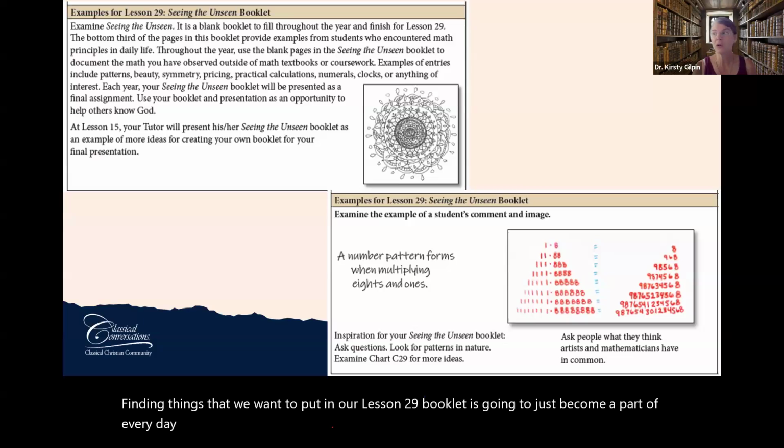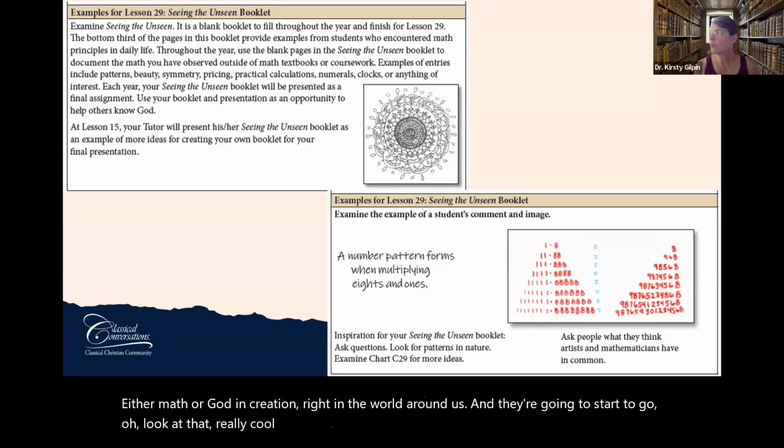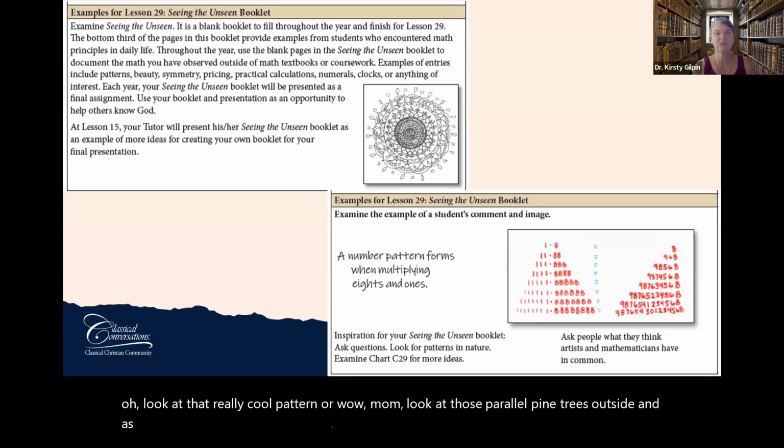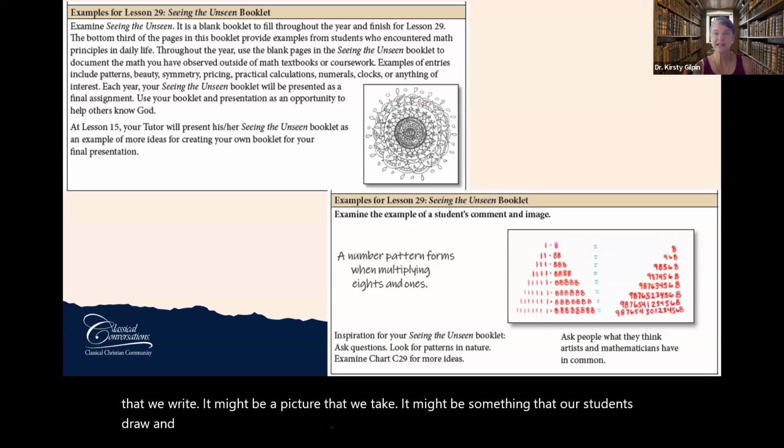Our goal is that people are going to start to see either math or God in creation, in the world around us. And they're going to start to go, oh, look at that really cool pattern. Or, wow, Mom, look at those parallel pine trees outside. And as we notice those things, we're going to collect those ideas. It might be something that we write. It might be a picture that we take. It might be something that our students draw. And we're going to start collecting those.